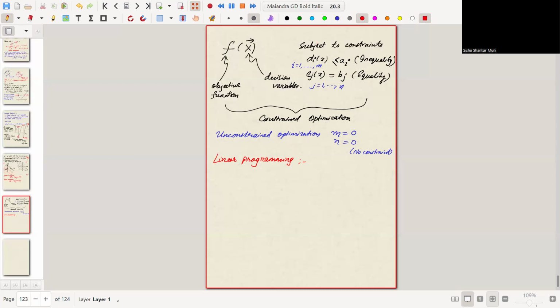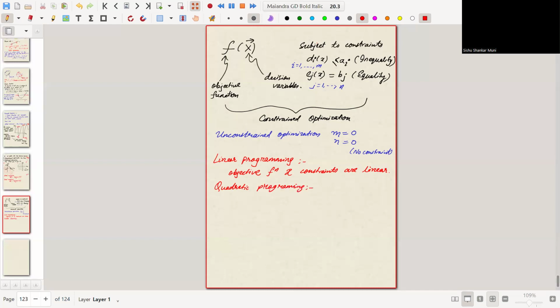Okay, so here in linear programming, if in those kinds of optimization problems your objective function and your constraints are linear, it is a linear programming problem. Then I'll talk to you about quadratic programming, and then I'll talk to you about nonlinear programming. What is quadratic programming?